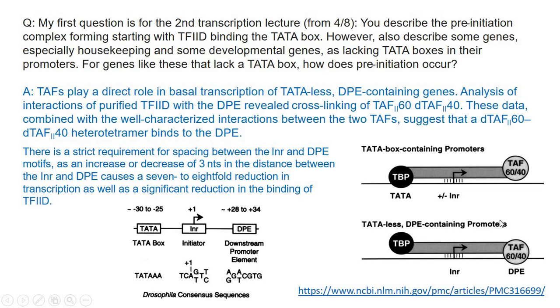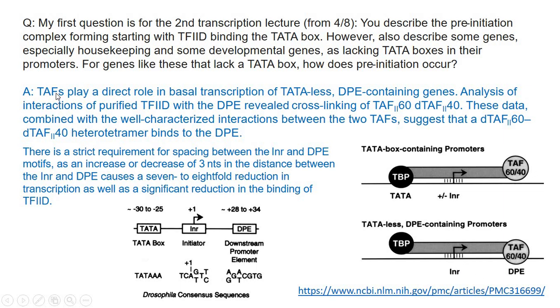Here in the TATA-less DPE-containing promoter, TBP still binds to the upstream region, to some other sequence, not a TATA box. And these auxiliary factors, TAF60 and TAF40, bind to the DPE. It's the binding of these auxiliary factors to the DPE and the binding of the TATA binding protein to the promoter region upstream. Together, this allows the pre-initiation complex and the initiation of transcription.